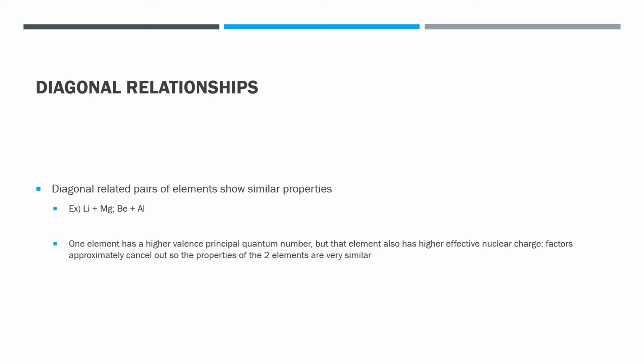So now I want to talk about diagonal relationships, which is not really an actual trend, but rather an observation. Basically, diagonally related pairs of elements show similar properties. How can we reason this? Let's look at lithium and magnesium, for example. Lithium has n equals 2, that's the second period, and magnesium is in the third period.